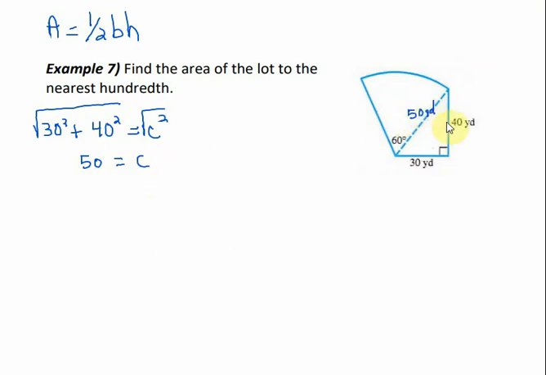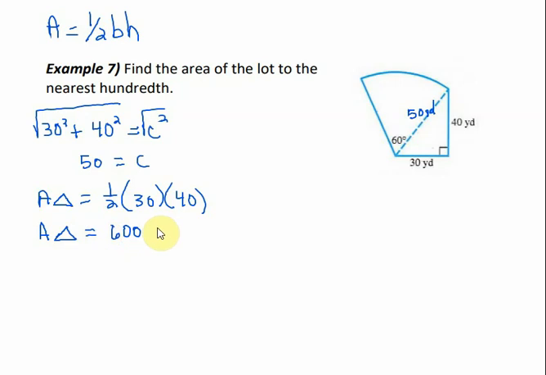And let's go ahead and find the area of this triangle. I said the area of the triangle is equal to 1/2 the base times the height. If I multiply 30 times 40, that would be 1,200, and if I divide it in half, I get 600. So the area of the triangle is 600.